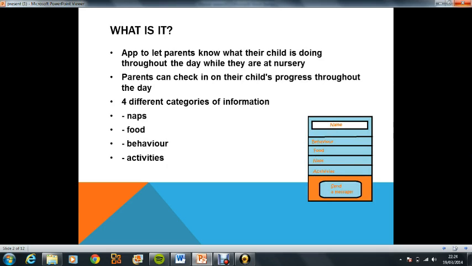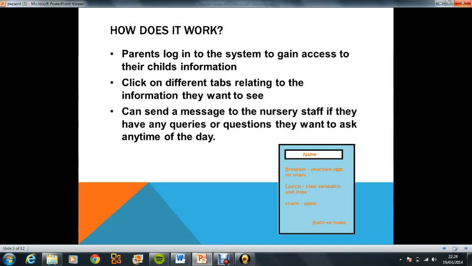They can also send a message to the nursery staff at any time of the day using the send a message button. If the parents have any questions or queries or anything they need to tell the nursery staff, they can do it using this button. We put this feature in so that if parents are unable to make phone calls during the day, this is a quick and easy solution to them getting in touch with staff.